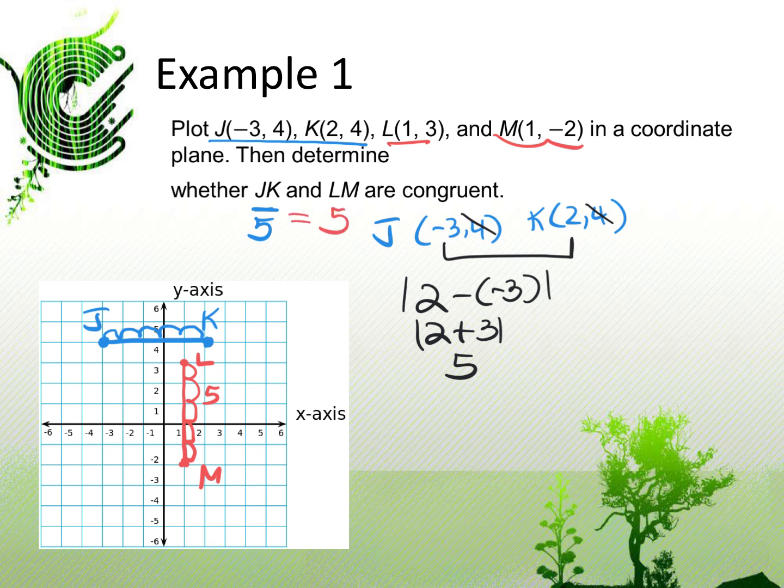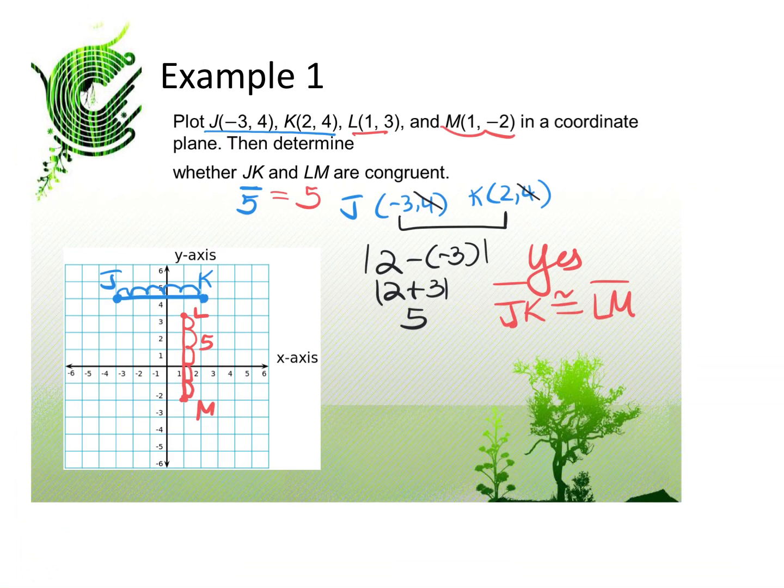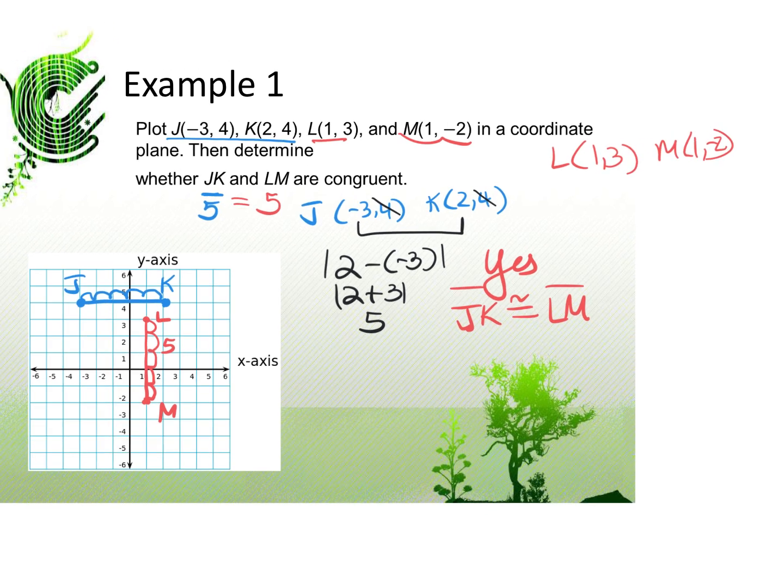So because they both have the same length, I can say yes, JK is congruent to LM because they both have a length of 5. Now, if you also wanted to subtract L and M, L was 1, 3, M is 1, -2. Again, you can see the ones were the same. So now just subtract the y's, absolute value it, and you get 5 by finding the difference and the absolute value.